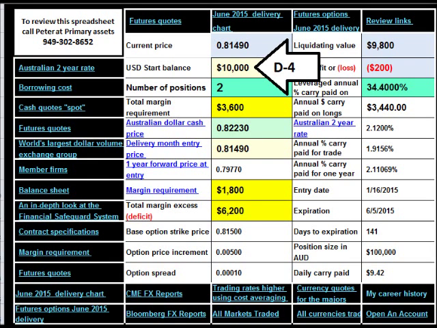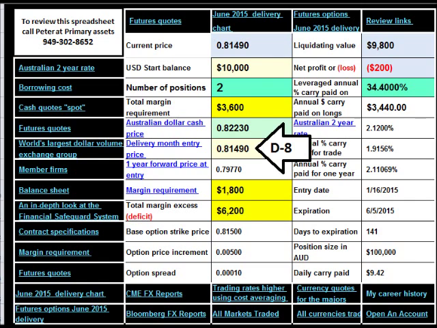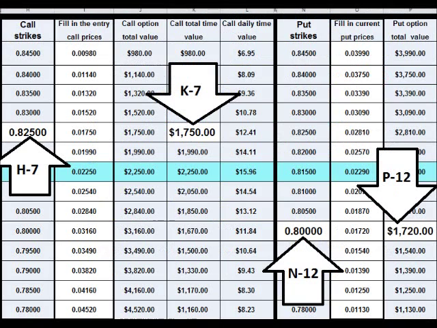Finally, let's have some fun and leverage this position up. Using the spreadsheet in cell D4, enter $10,000. Again, D4, $10,000. In cell D5, enter 2 positions. Again, D5, 2 positions. We're using the same entry in cell D8 at 81.49. We're using the same collar to hedge our position.